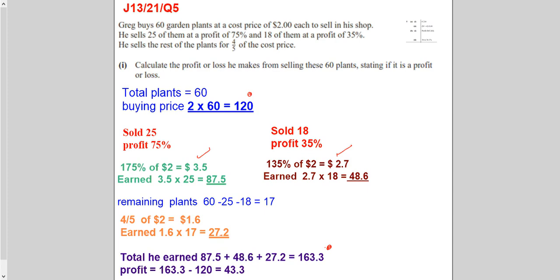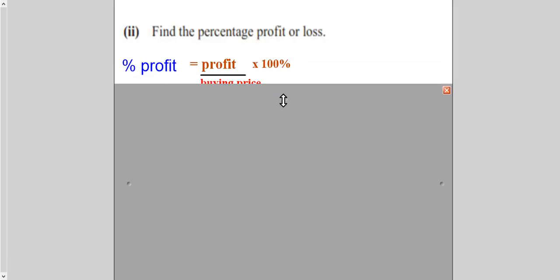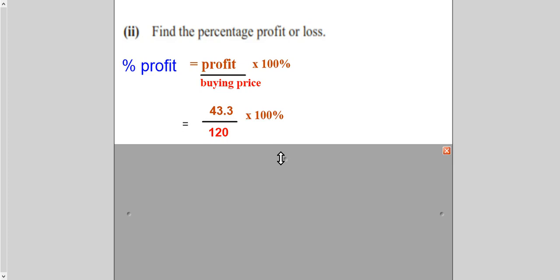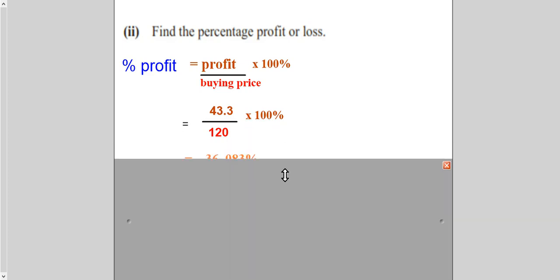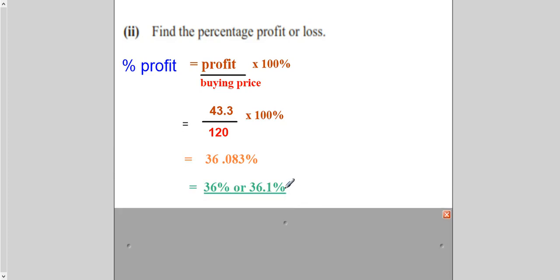The next part of the question was saying find out the percentage profit or loss. We have just seen in the previous example that the method to calculate is profit divided by buying price, which is the original price. So profit was 43.3, and the original price at which he bought all the plants was 120. So you calculate it, it is 36.083. So your answer is either 36% or 36.1%. Usually we give the answer in 3 significant figures, so I would recommend to write this, or you can write both like this.